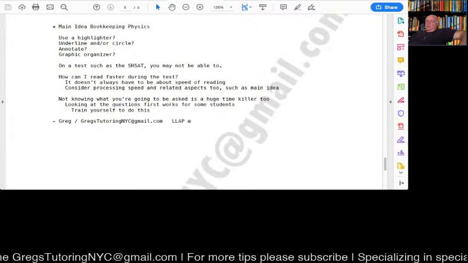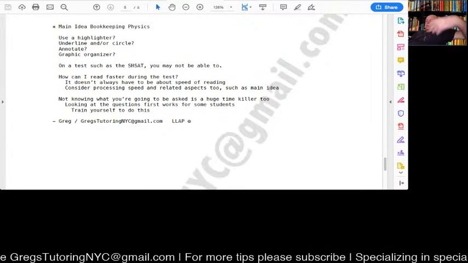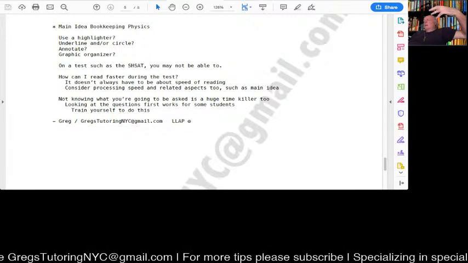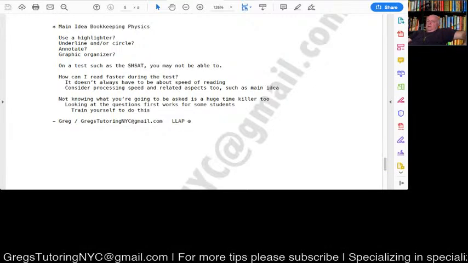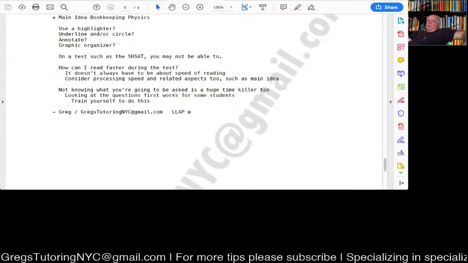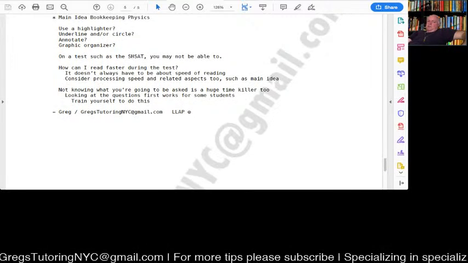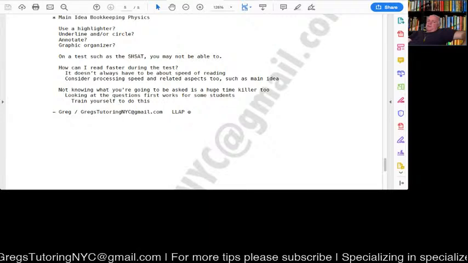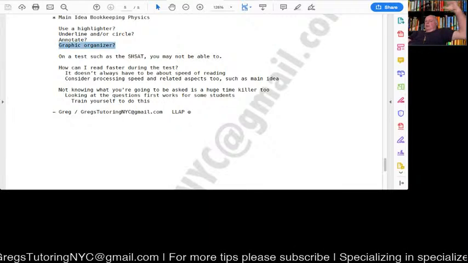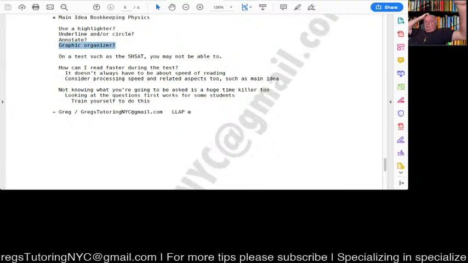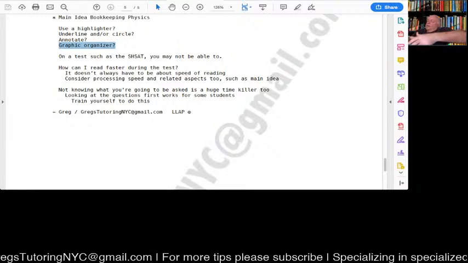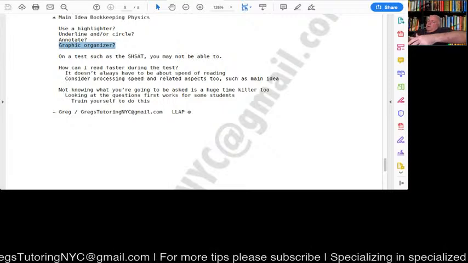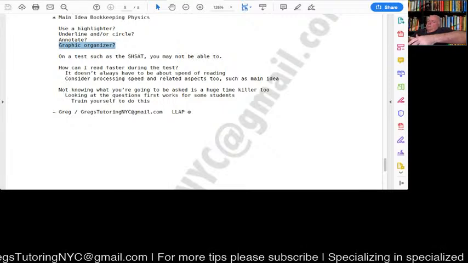So what you need to do is get used to reading these passages and figuring out how I can move more of this into my head, which is hard. I agree it's hard. So what you want to do in the best case, and I'm only talking about the SHSAT here, there are other tests with different things. On the state test, because it asks for your written answers, you probably want to use a graphic organizer in some cases. Okay?